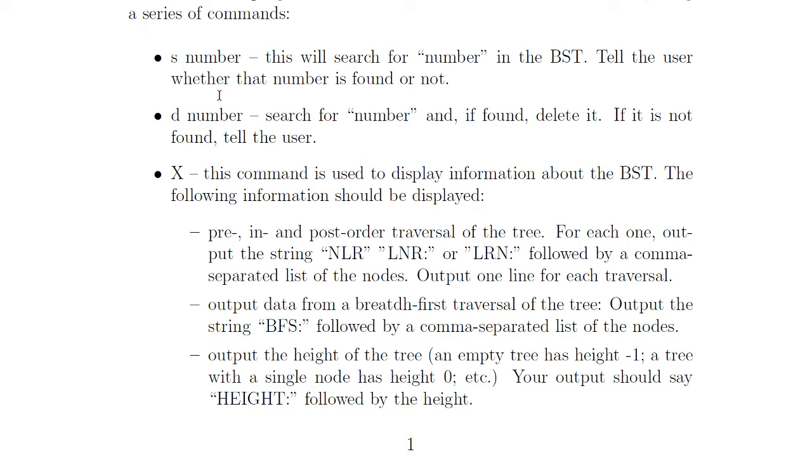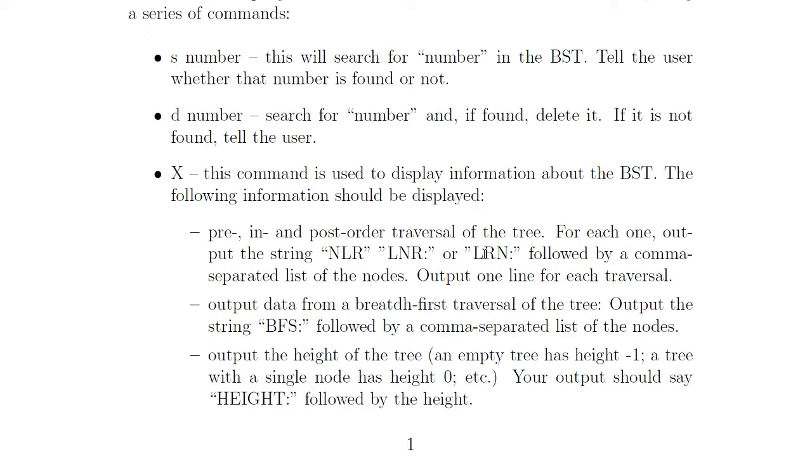X will print out the contents of the tree, but it prints a whole bunch of information about the tree. So first, it prints the pre-order, in-order, and post-order traversals. Okay, so you traverse it 3 times. And each time that you print it out, I want you to print out a mnemonic, either NLR for pre-order, LNR for in, and LRN for post, followed by a colon, followed by one line of output of all the numbers in your tree separated by spaces, followed by a new line. So you get NLR, colon, and the pre-order traversal, and then LNR and the in-order, and so on.